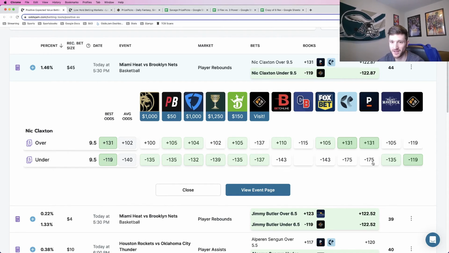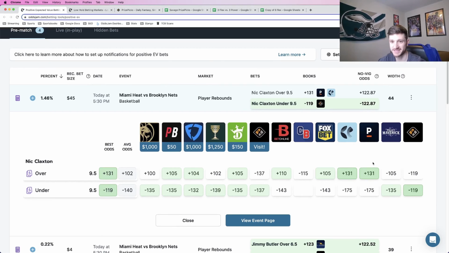Some sportsbooks are better than others at calculating odds. There's a bunch of different reasons for that, but quite simply, some are better than others. So what OddsJam did was they tested previous betting opportunities to determine what sportsbooks consistently do the best job at pricing odds, basically trying to determine who is consistently the sharpest.